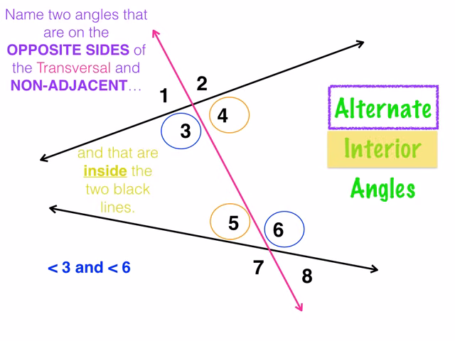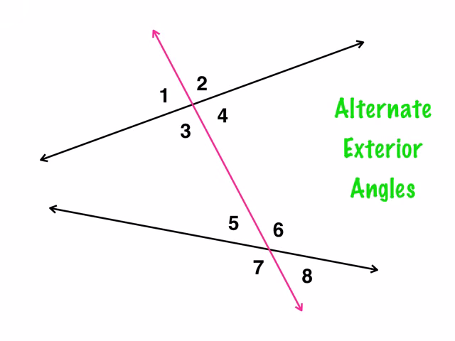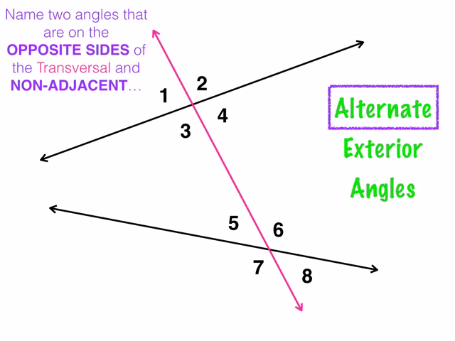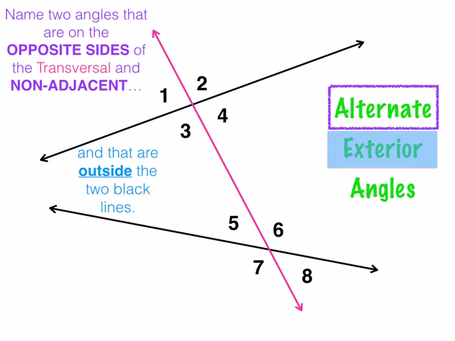So let's go a little quicker with alternate exterior angles. So alternate, two angles that are on opposite sides of the transversal and non-adjacent. Exterior, two angles that are outside the two black lines. So let's start with exterior angle 1 again. What other exterior angle is on the opposite side of the transversal from angle 1 and non-adjacent to angle 1? Opposite side, non-adjacent, and exterior from angle 1.